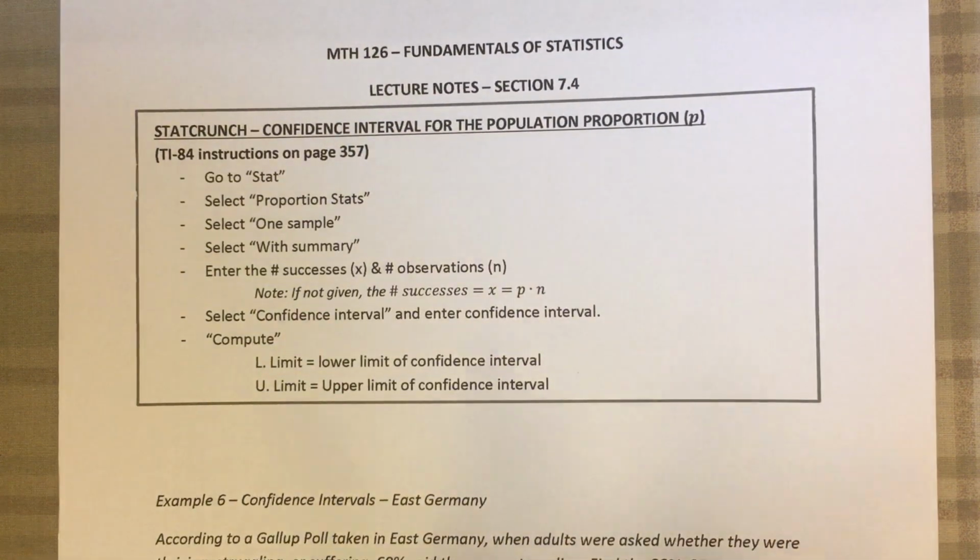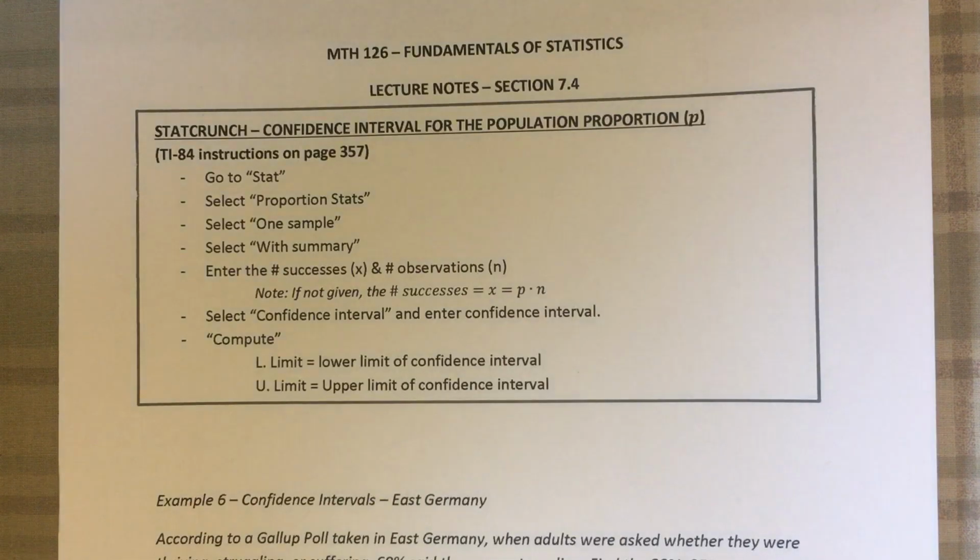All right, so the last couple of questions that we're going to go through, we're going to talk about how we can use StatCrunch. So when we're using StatCrunch, we're going to go into our Stat menu. We're going to select Proportion Stats because we are dealing with population proportions that we are estimating. We're going to select One Sample in this section, and then we're going to select With Summary.